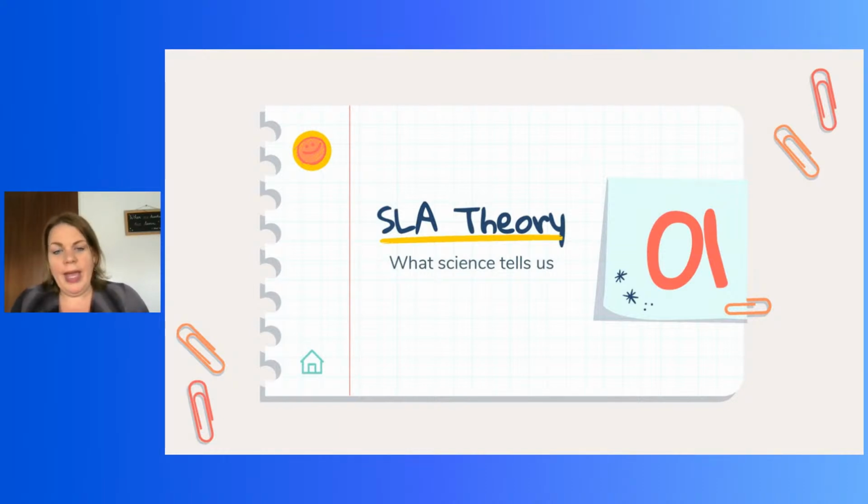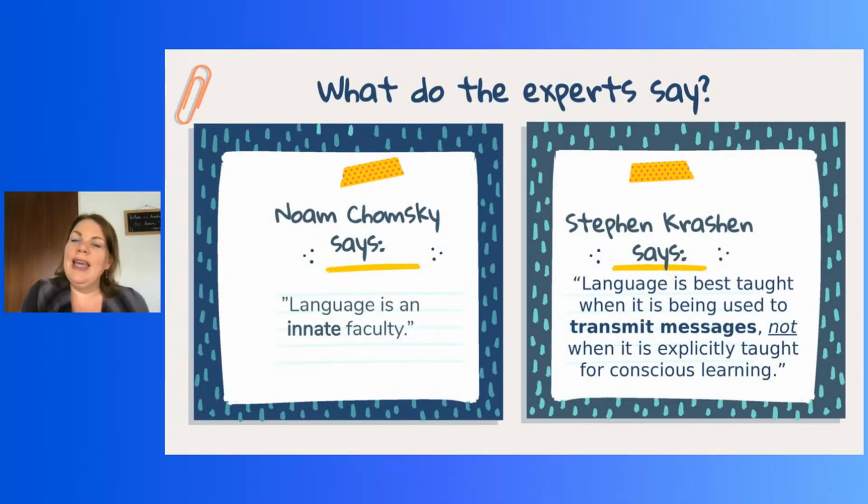So first of all, we have to start with SLA theory. As I mentioned, SLA stands for second language acquisition. What does science tell us? Guess what? We have over 50 years now of scientific research that tells us about how humans acquire language. Yes, over 50 years. And now we need to take that science and we need to apply it to the things that we do in our classroom. So let's look at what the experts say. What do the experts say?